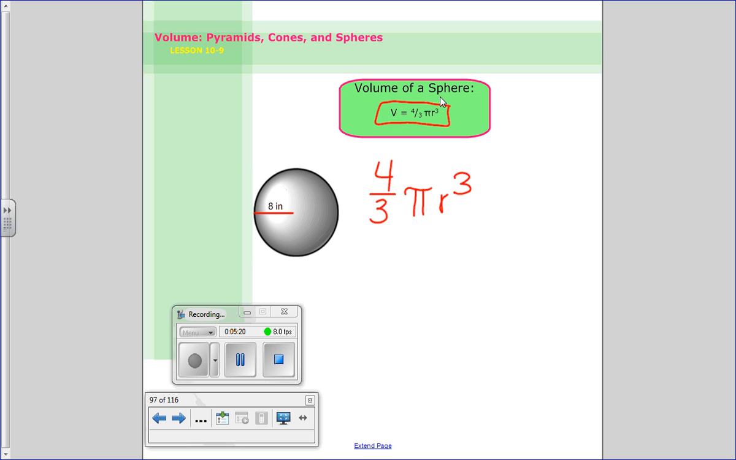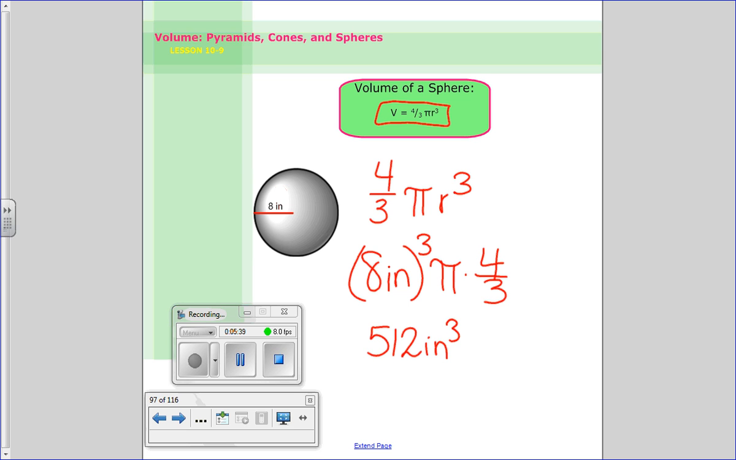On this one, my radius is 8 inches. We're going to cube it, times it by pi, and then times it also by 4/3. So 8 cubed, 8 times 8 times 8, is 512 inches cubed. Times pi times 4/3.